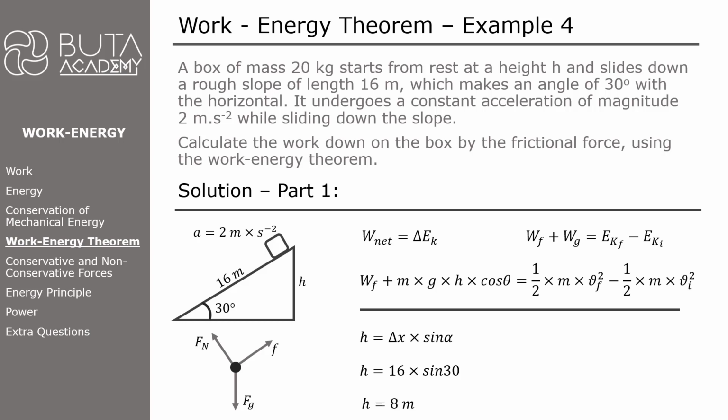To calculate the final velocity of the box, we can use one of the equations of the motion. V final square is equal to V initial square plus 2 times acceleration times displacement. Initial velocity is equal to 0 as the object starts from rest. Acceleration is 2 meters per second square and the displacement of the box is 16 meters. Final velocity of the object is 8 meters per second.